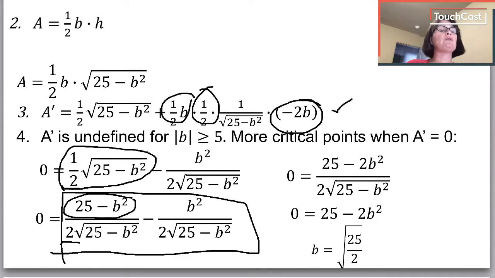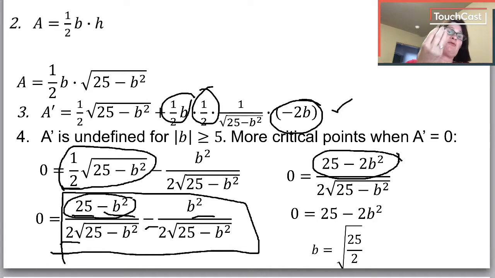So I'm going to simplify by adding the 2 numerators. Notice I'm going to get 25 minus b squared minus b squared. That simplifies to 25 minus 2b squared. I'm going to need this whole fraction to equal 0, and that'll happen when the numerator equals 0. So I've written an equation setting that numerator equal to 0.